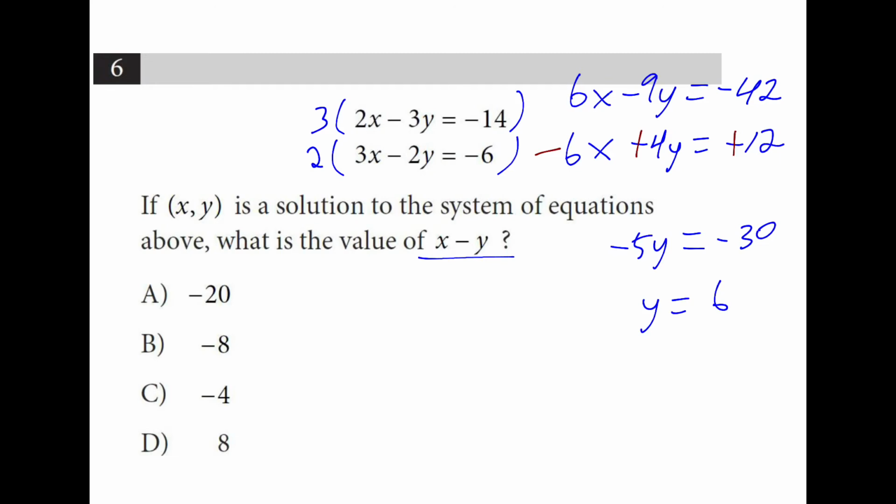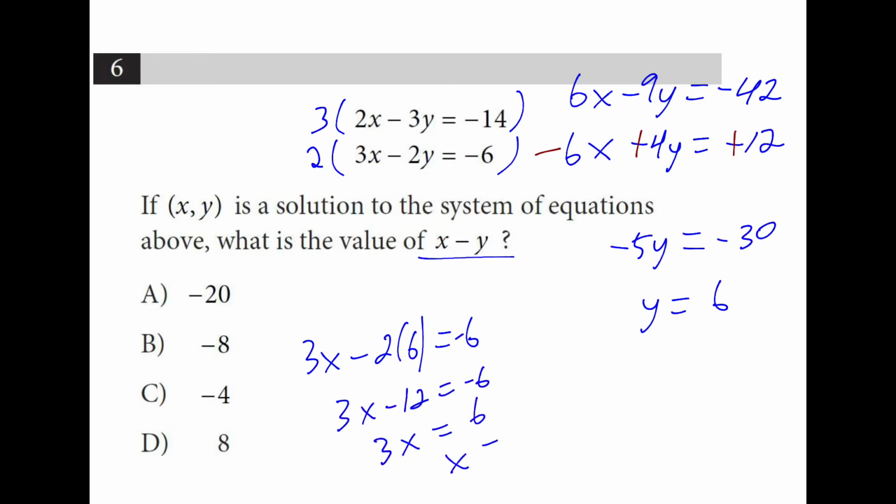Let's plug that back into one of the original equations. If I multiply and then move the 12 over, I get that x is 2. So 2 minus 6 is equal to negative 4. C.